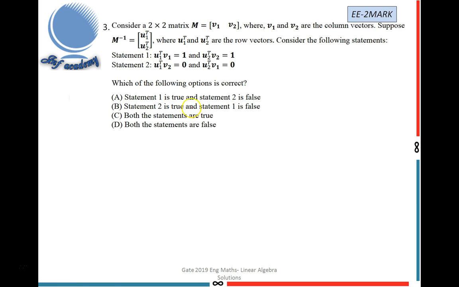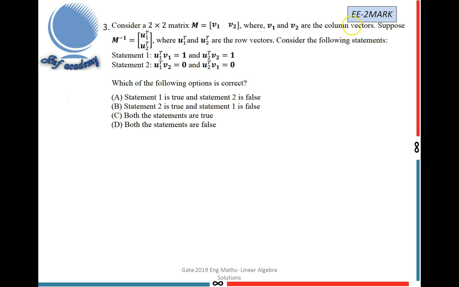The third problem is: consider a 2 by 2 matrix M equal to V1, V2, where V1 and V2 are column vectors. Suppose M inverse equals U1 transpose, U2 transpose, where U1 transpose and U2 transpose are the row vectors. Consider the following statements. Two statements are given. You have to check which of the following options is correct. This question is from the EE department.